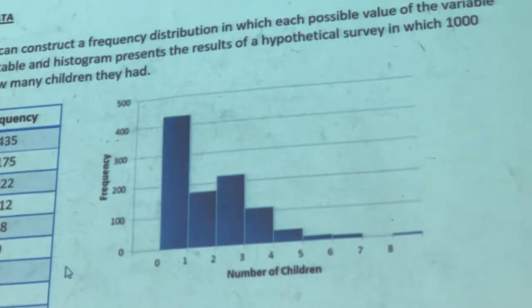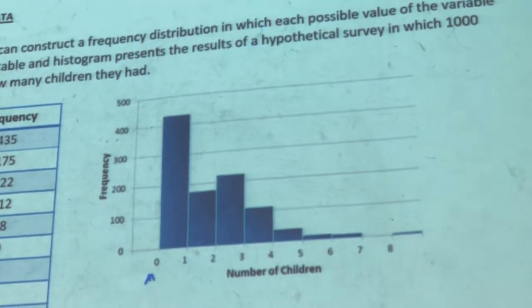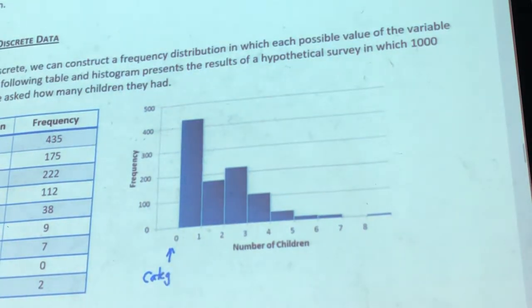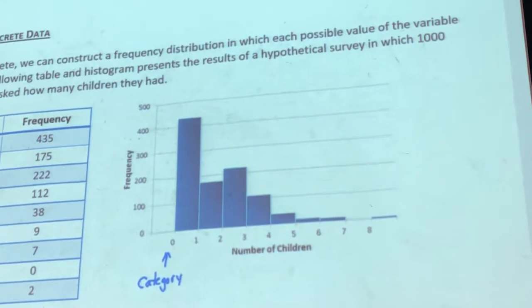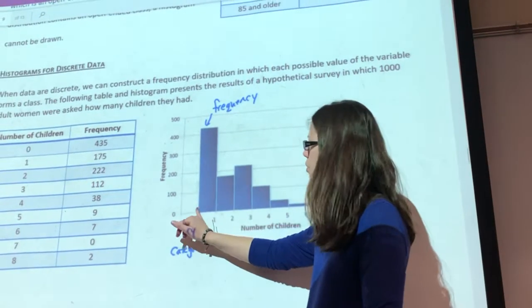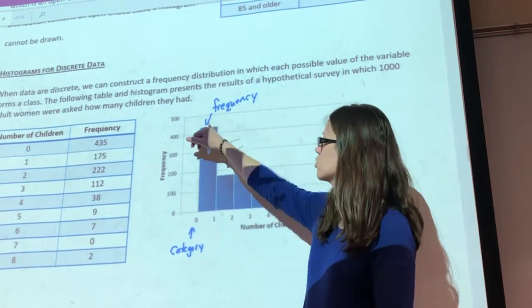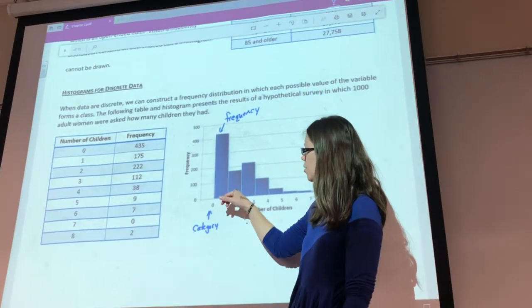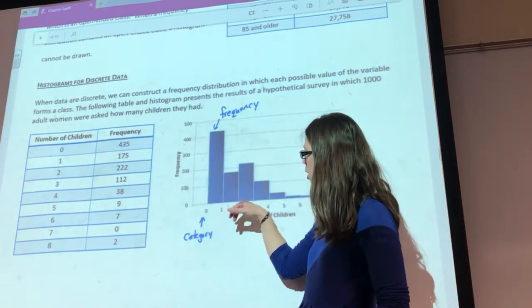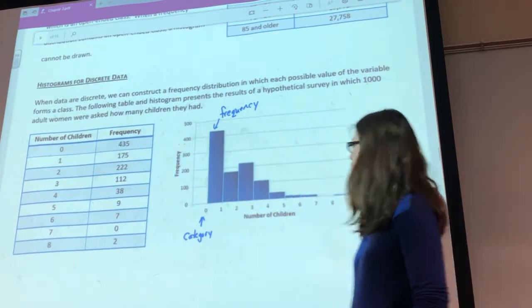So instead of having really a lower class limit, this is just going to be the category. And then this is going to be the frequency. So the category is going to be the number on the left. So here's the answer of 0. The bar following it is its corresponding frequency. Here's the answer of 1. The bar following it is its corresponding frequency. Here's the answer of 2. The bar following that will be 2's frequency.